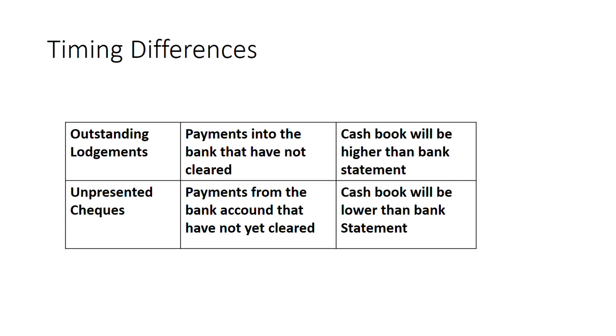So a payment into the bank that hasn't cleared is an outstanding lodgement, and that's just what it's called. A payment that you've made out of your cash book, so you've written a check out, what have you, that hasn't cleared the bank account yet, is called an unpresented check. So in that instance, the debit balance in your cash book is going to be lower than the credit balance in your bank statement, because there's a payment in your cash book that hasn't actually been a payment in your bank statement yet. So the first thing we're going to have is timing differences.